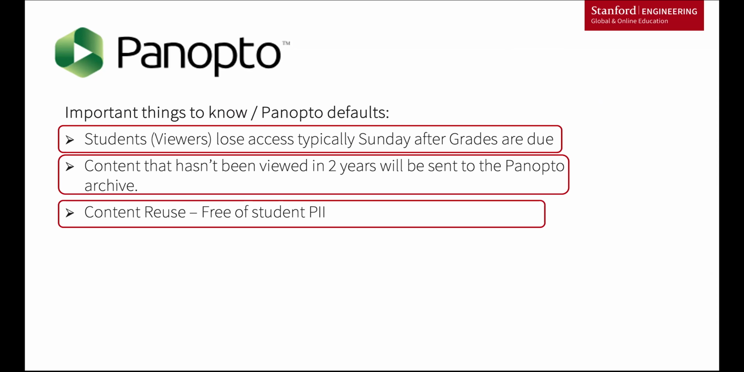And in general, reusing content in Panopto from one term to the next, content must be free of all student personally identifiable information, PII. This includes student and TA faces, emails, and names.